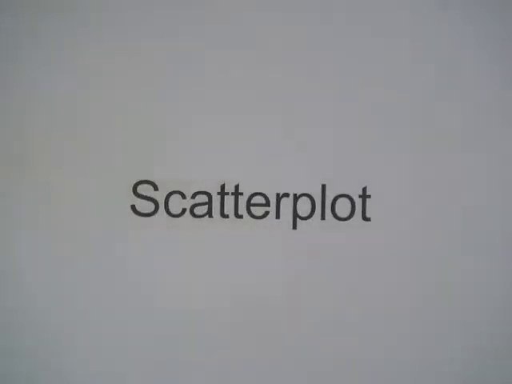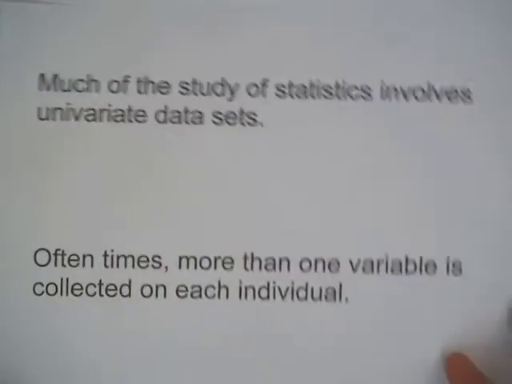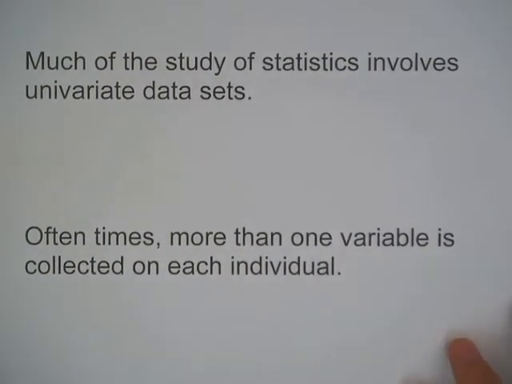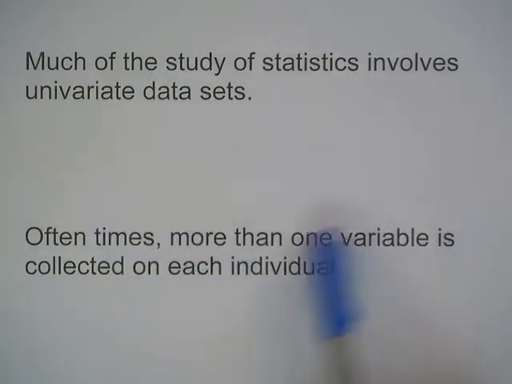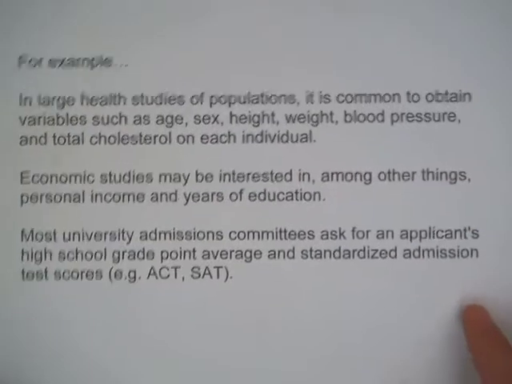Hi, this tutorial covers a type of graph called the scatterplot. So much of the study of statistics involves univariate data sets, but oftentimes more than one variable is collected on each individual. Univariate, remember, just means one variable, but sometimes you can collect data on more than one variable on each individual. So here are a couple examples.